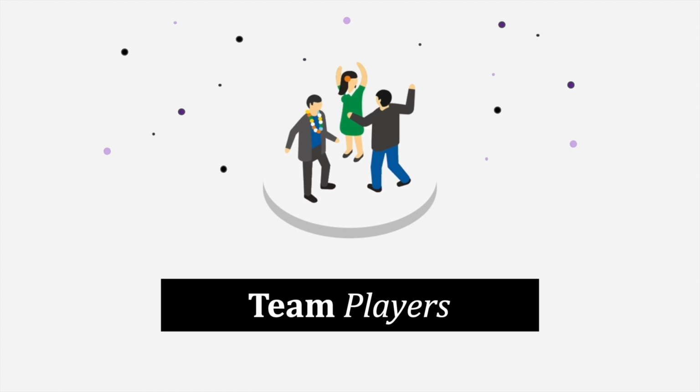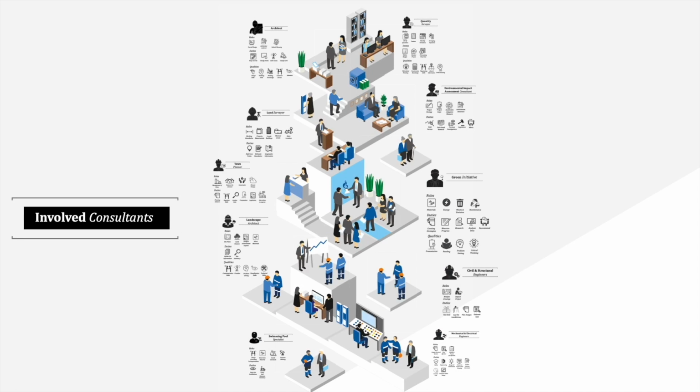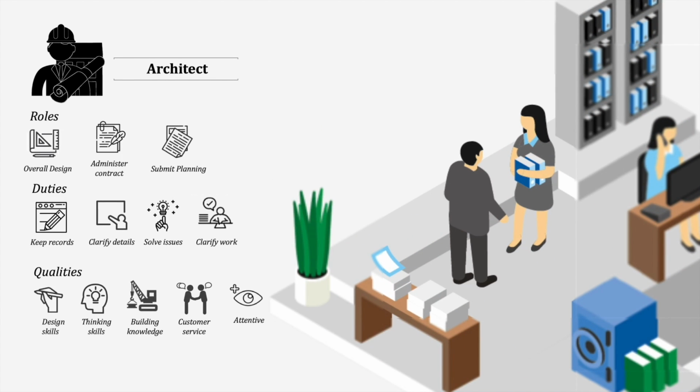Let's start with an introduction of the team players involved. Firstly, an architect's role is to produce the overall design and coordinate specialist inputs from others, also to administer the contract on the organization's behalf, as well as submitting planning and building control applications as an agent.